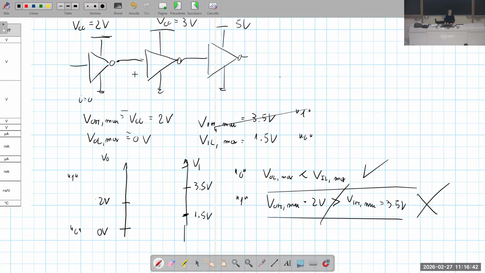I leave it to you as an exercise, and then maybe you can see the solution in the next exercise session. If we put a gate of the same family operated at a supply voltage of 3 volts in between, is it possible to exchange the digital information or not? And if it is possible, please calculate the noise margins for each of these input-output connections. Okay? Comments, please?